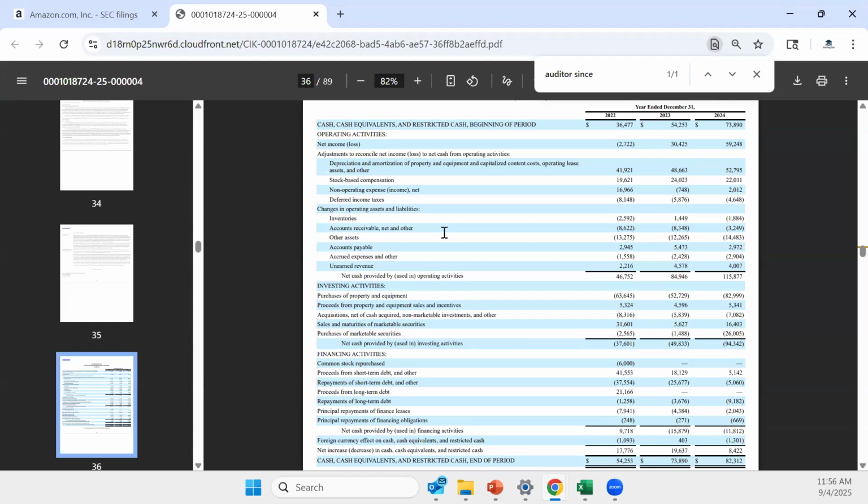So this method is used instead, which is you start with net income and then you add and subtract all of the cash and non-cash items. So they take out depreciation. Depreciation is a non-cash expense. It's reducing the value of your property, plant, and equipment over the life of using the asset.